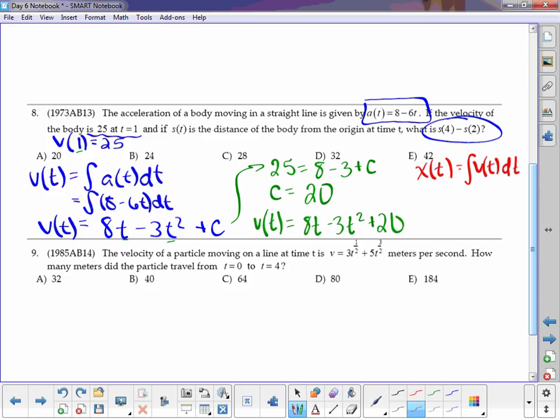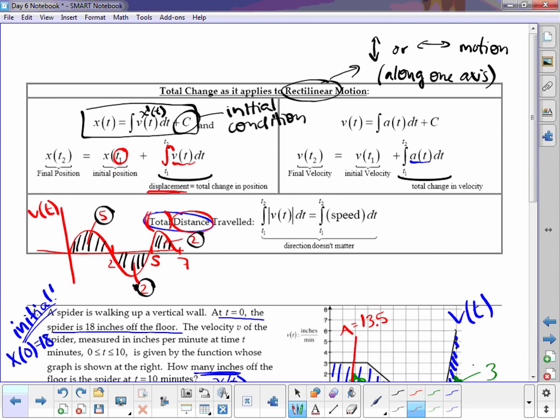Or, we use S. I want to know the change in position from 4 to 2. So could we say S of 4 minus S of 2? How do we find the total change? The net change? What represented the total change? This! Yes! This was my total change, or my net change.